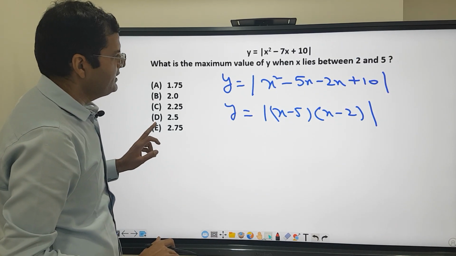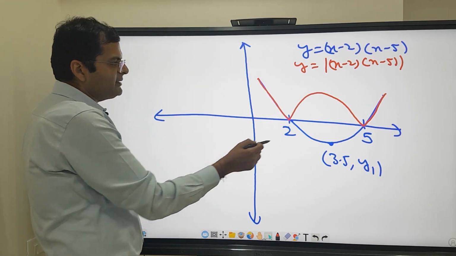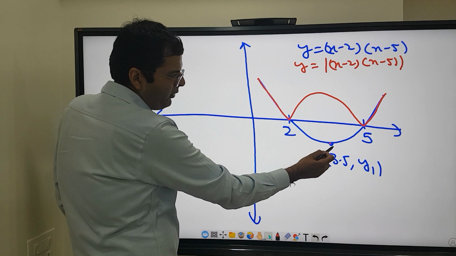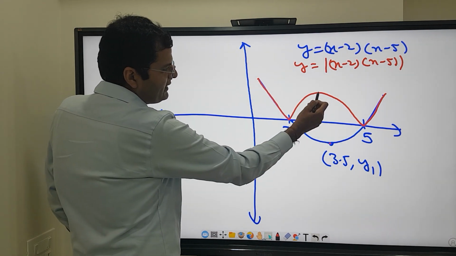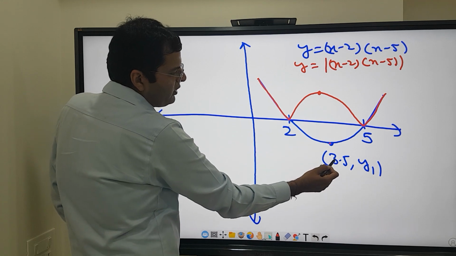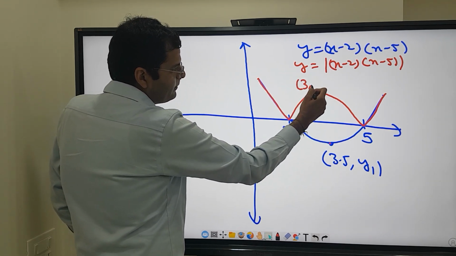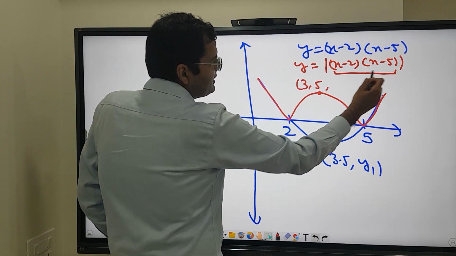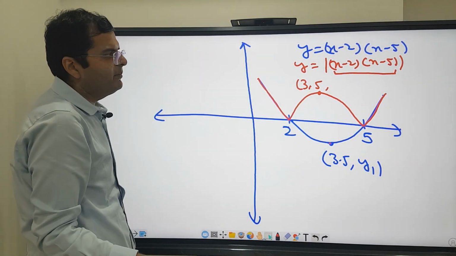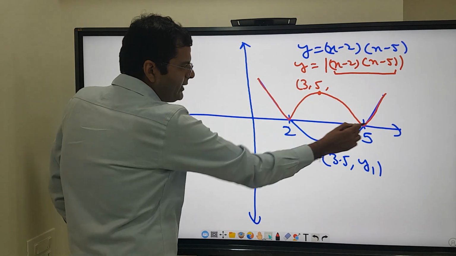Now what we need to do is find the maximum value of y. Over here this was the minimum point, so that is reflected, and that should be the maximum point. For the maximum point, the x coordinate is the same in both cases, which is 3.5. So as soon as I put x equal to 3.5, I will get the value of y, and that will be the maximum value between 2 and 5.